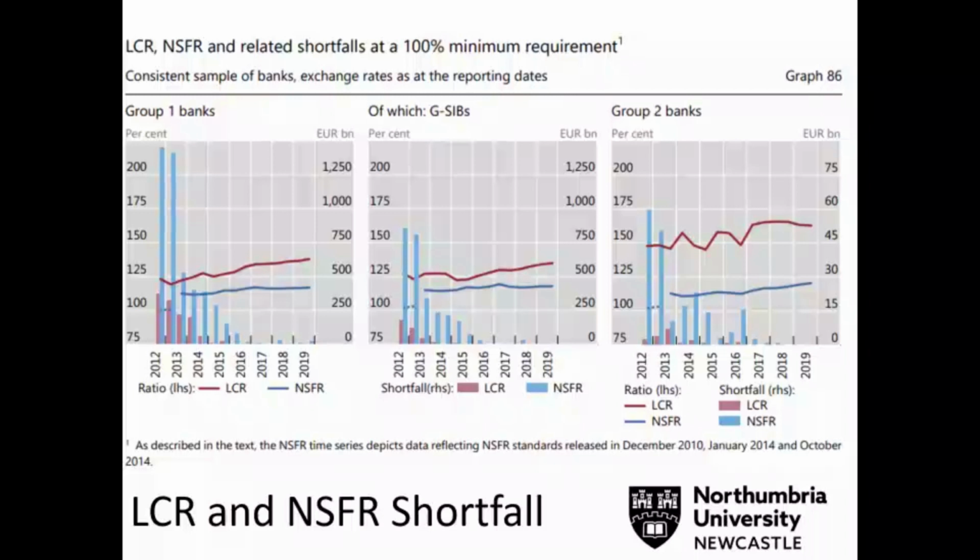You can see, if we look at the Group 1 banks on the left, the nominal amount of shortfall was well over 1,250 billion euros. So near the scale of work that would be required for the banks to make that shortfall zero. And obviously, back in 2012, the net stable funding ratio hadn't been fully formalised, or the standard hadn't even been set and hadn't needed to be implemented.